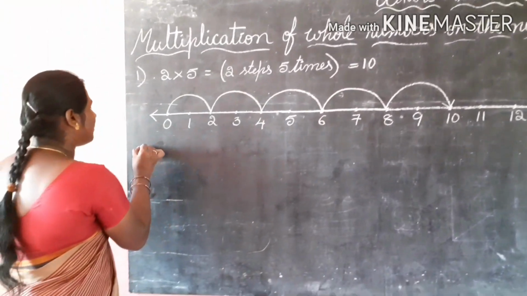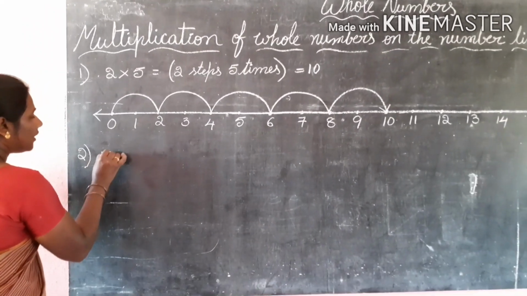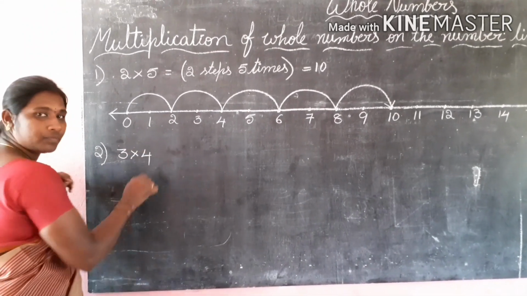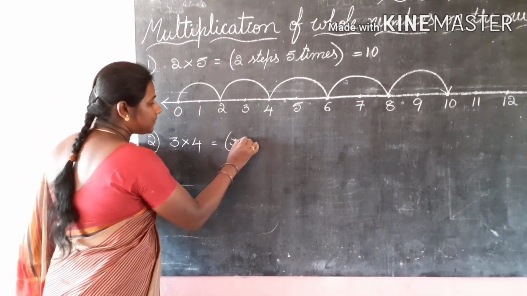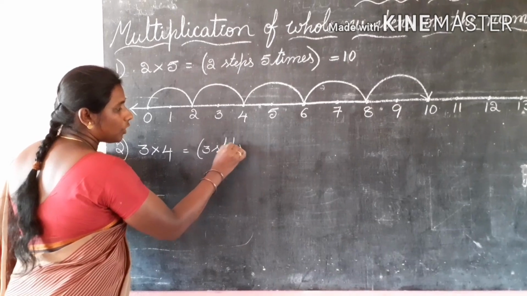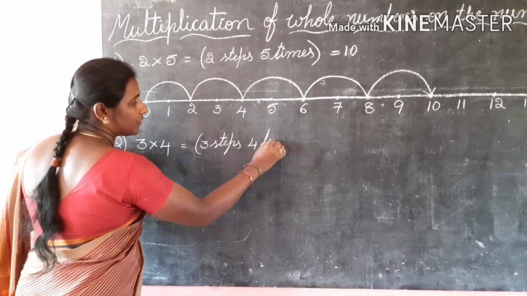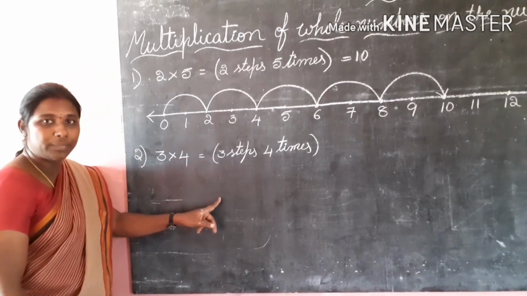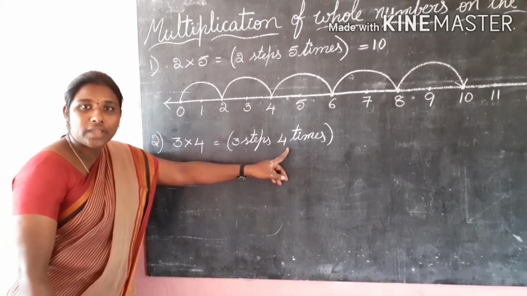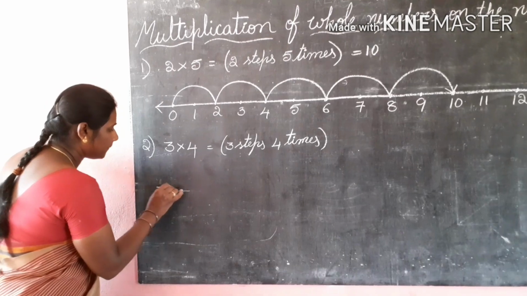Shall we do one more example? 3 into 4. Here the same, 3 steps, 4 times. 3 numbers we have to jump at a time. Like that how many times do we have to jump? 4 times.